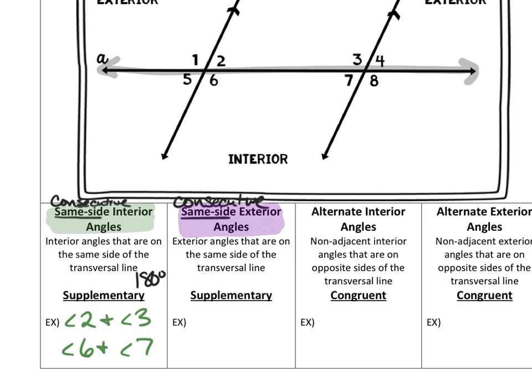Consecutive exterior angles. So this time I'm not looking on the inside of the parallel lines. I'm going to be looking on the outside of the parallel lines. Consecutive exterior angles are also supplementary, which means they equal 180 degrees. So this time we're only looking on the outsides of the parallel lines. But they need to be on the same side of the transversal. So if we were looking at angle 1, what angle is on the outside of the parallel lines, but on the same side or top of the transversal?